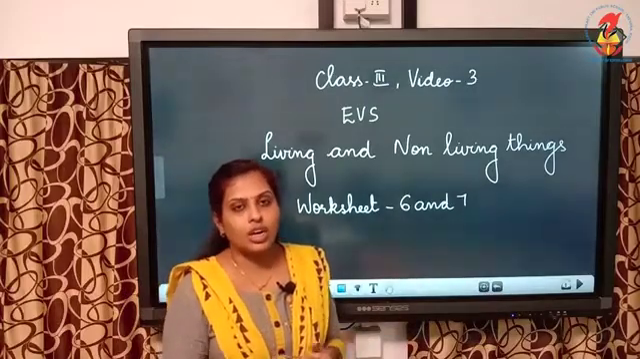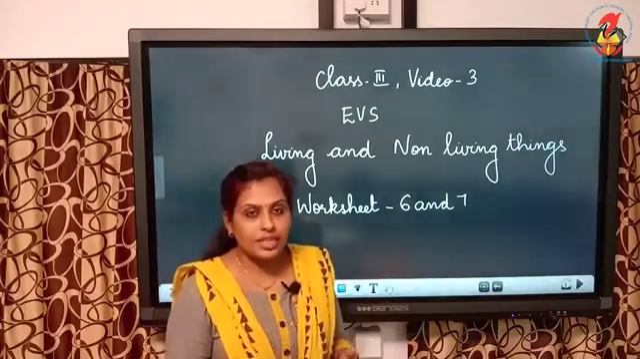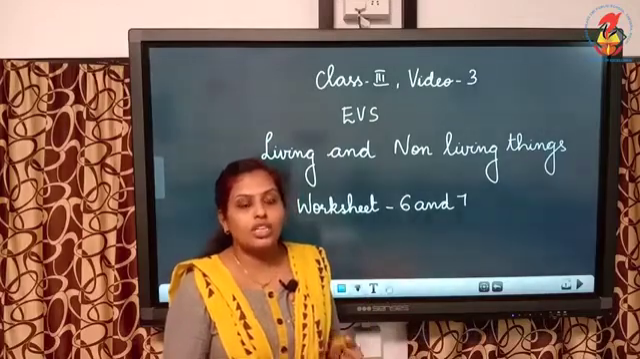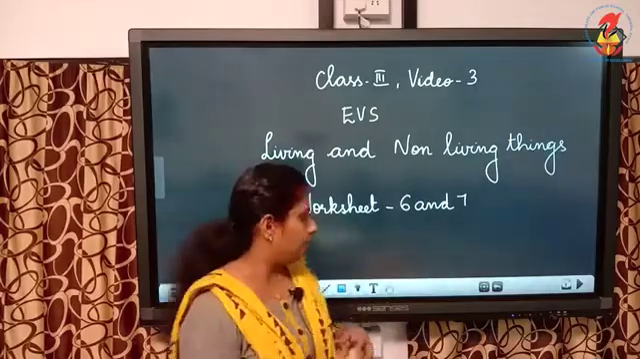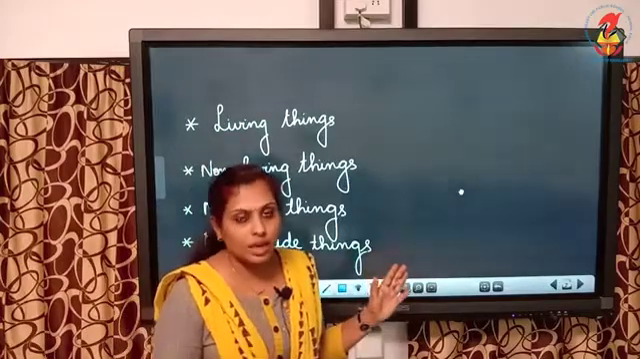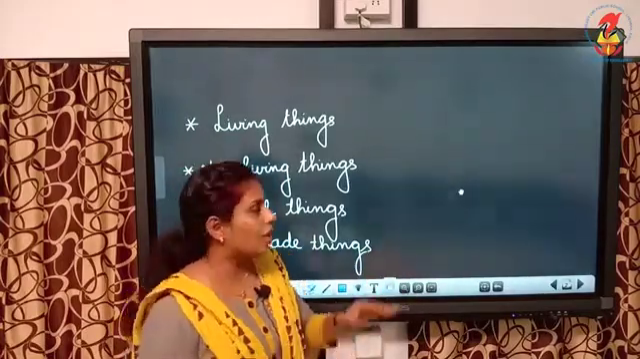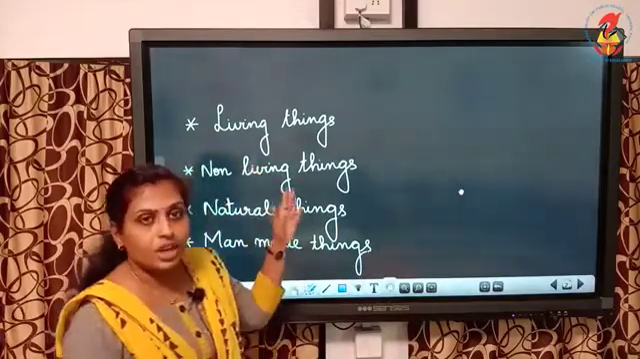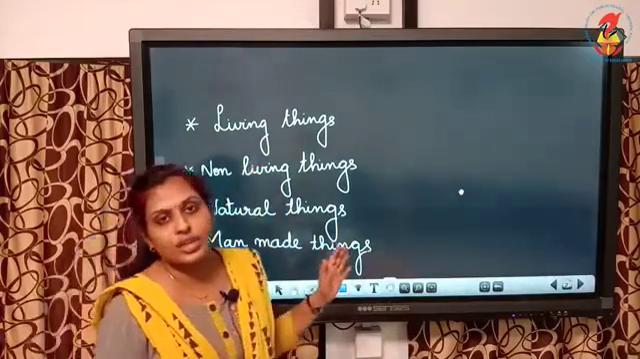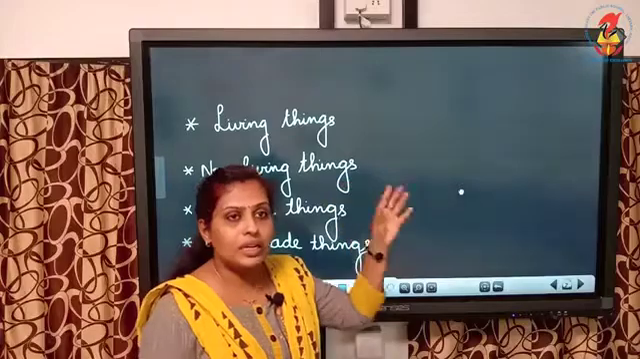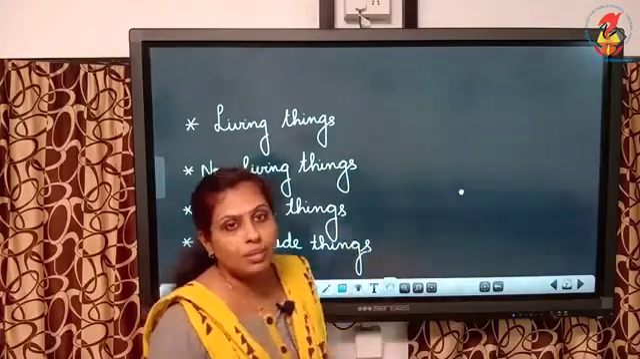Before starting on our chapter, let's recall what all things we have learned in the second video. We learned about the things around us and we categorized them in different names such as living things, non-living things, natural things and man-made things. Then we learnt what each thing means.